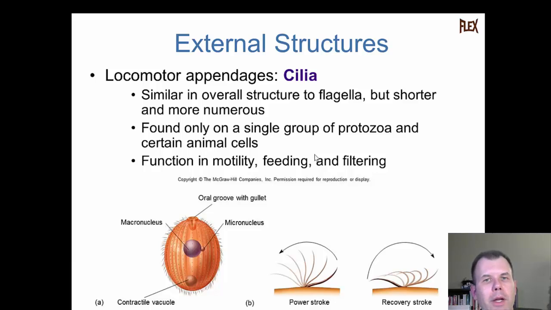And then finally, they might use it to filter. And so we use our cilia to filter things out. And so that's our filtering system. All the junk that we breathe in every day gets filtered through.